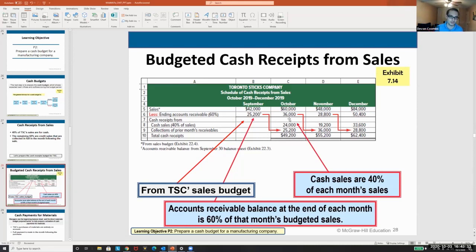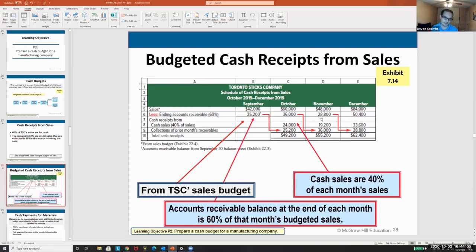So then we go to October. We know we have $60,000 in sales. We know that 60% of that will be accounts receivable. The rest will be cash sales. We collect cash today. And then we'll collect this $25,200 in the current month, right? Because it's one month in arrears. And so then 24,000 plus the 25,200 is going to be the amount of cash receipts we have to use for all of our purchasing activity in October. And this 36,000 will always be tossed to the next month in this kind of budget.